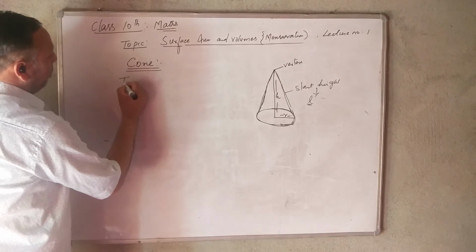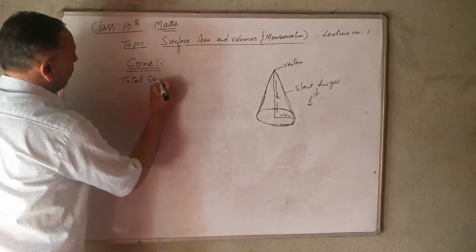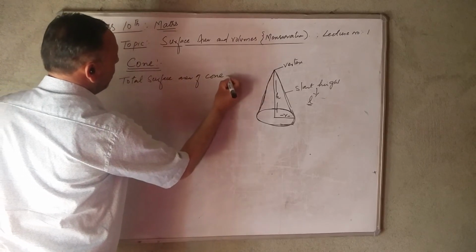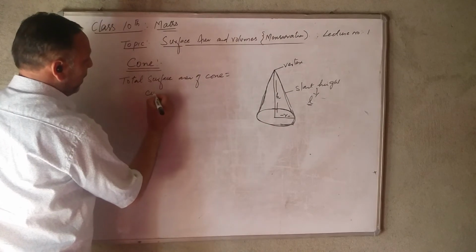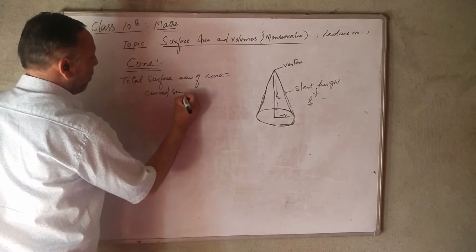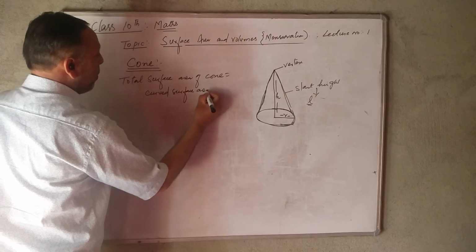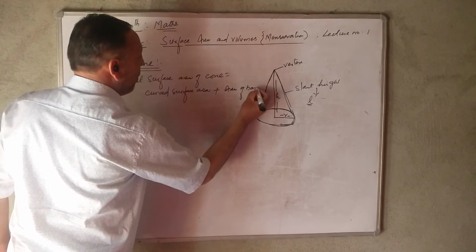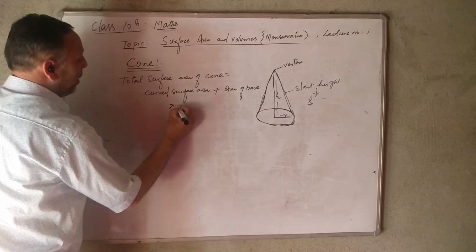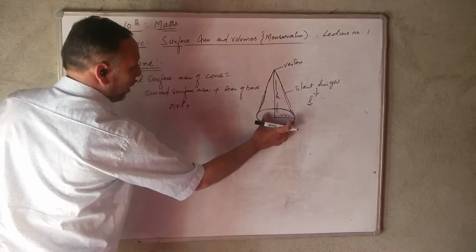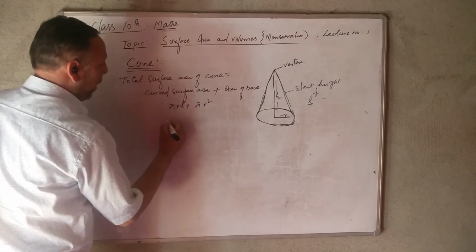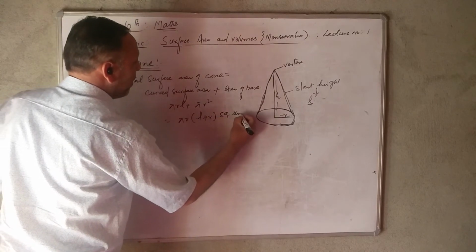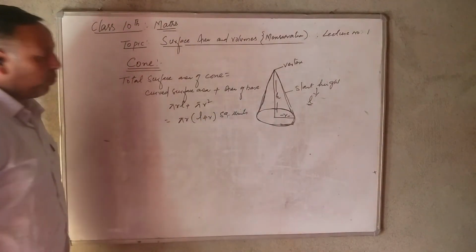Total surface area of cone is equal to curved surface area plus area of base. Curved surface area is pi r L. Area of base, since the base is circular, is pi r square. Take pi r common, it is pi r into L plus r square units.